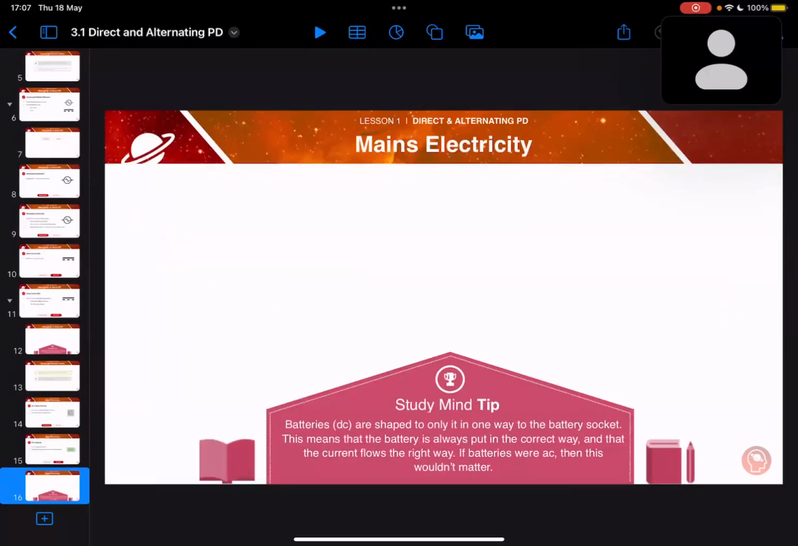So batteries or DC are shaped to only let current pass one way into the battery socket. So that's why you always have to put the battery the right way around. Otherwise, it doesn't let the current flow through. But if the batteries had alternating current instead, then it wouldn't matter which way you put the battery in. But just remember, because you have to put the batteries a specific way around into your remote control, the reason for that is because they have direct current, so it can only flow one way, so it has to be correct.